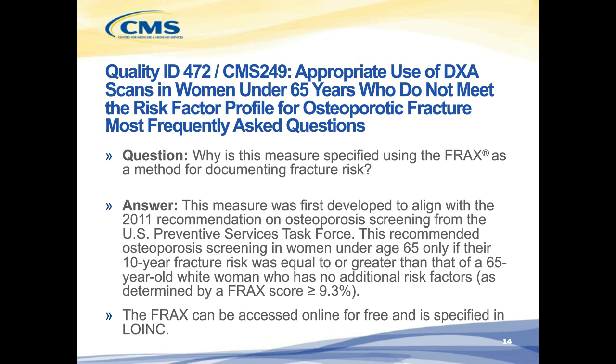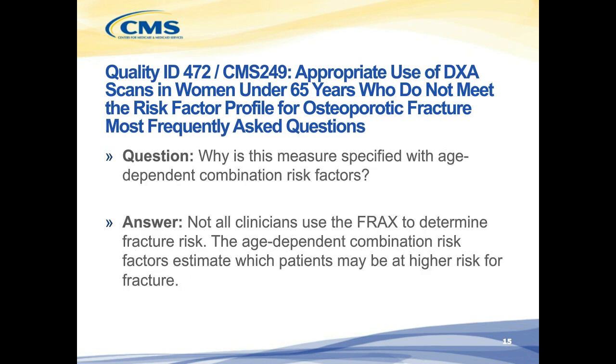Moving on to the last question. As I mentioned previously, there are two types of exclusions in this measure, the independent risk factors and the age-dependent combination risk factors. The independent risk factors are conditions that significantly raise a patient's risk for osteoporotic fracture. We also exclude patients with combination risk factors in order to approximate a FRAX result for those clinicians not using the FRAX. The number of risk factors decreases as a patient's age increases because osteoporosis risk increases with age.